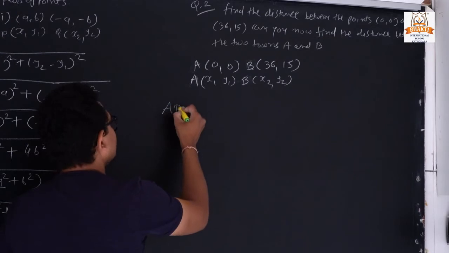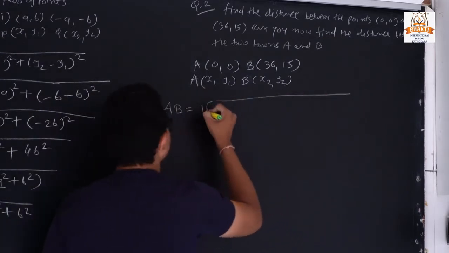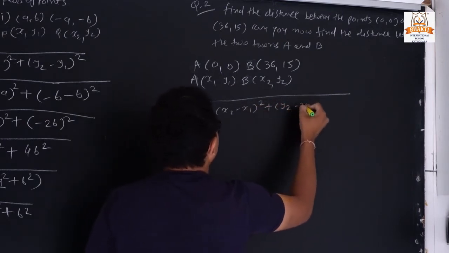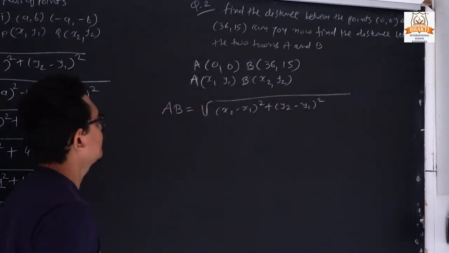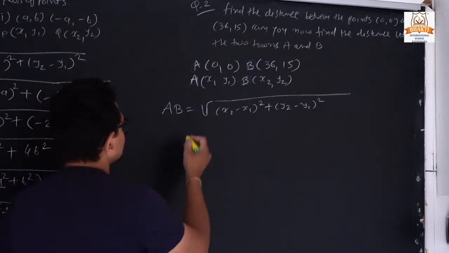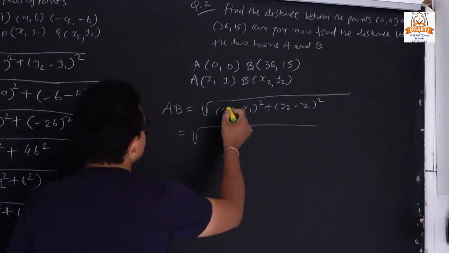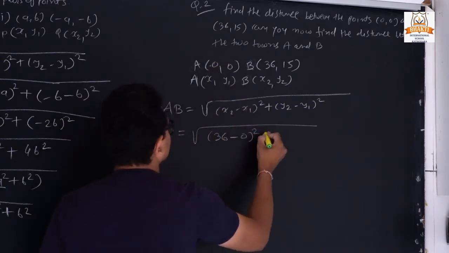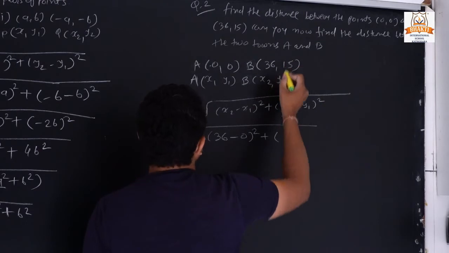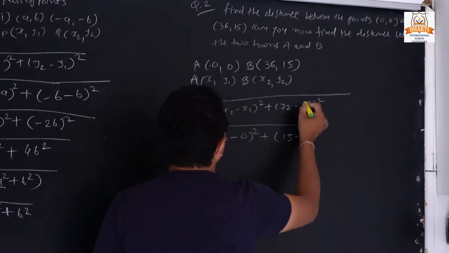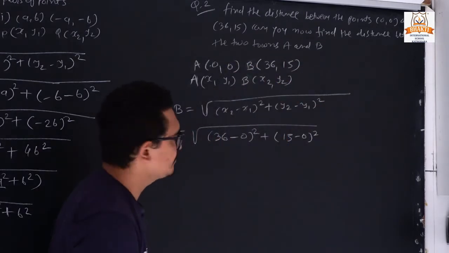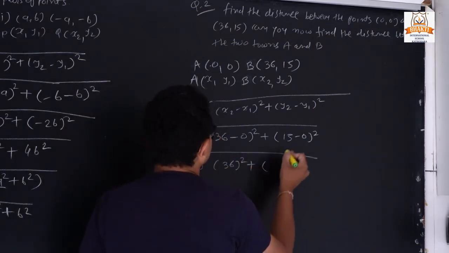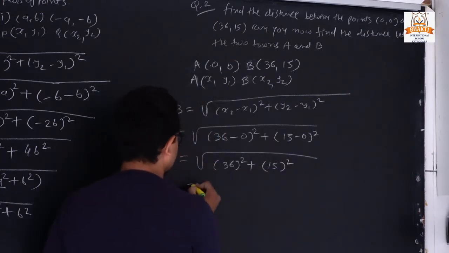So now we are going to use our distance formula. x2 minus x1 whole square, y2 minus y1 whole square. Next, what is x2? 36, x1 0, y2 it is 15 and y1 once again 0, all square. So 36 all square and 15 all square.